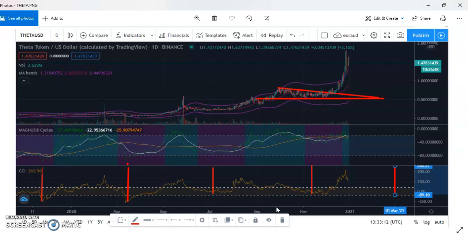Now let's analyze Theta against the US dollar. Let me tell you that in terms of price action, I will be revealing my targets only for my patrons, but here we can analyze from a cyclical point of view where we are right now.